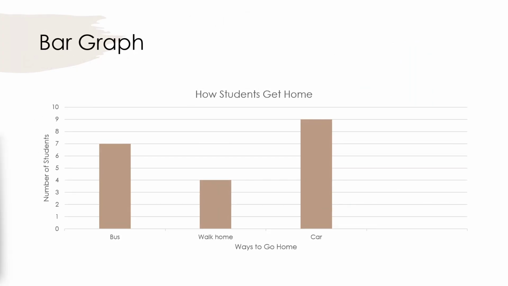Compare your graph to this graph. Is it somewhat similar? Title on the top of your graph. Label each category and give each side a title too. So, based on the graph you've drawn, how many more students take the car home than those who walked home? That's correct, we would subtract from those car riders, 9, those who walk home, 4, which is 5 more people ride the car than walked home.